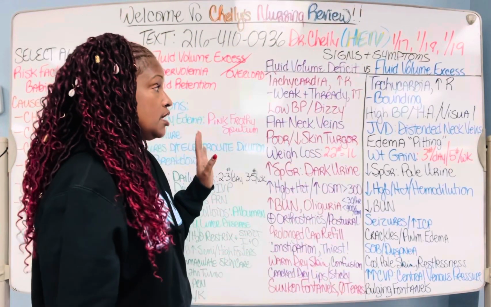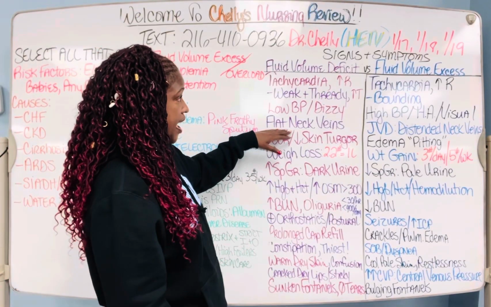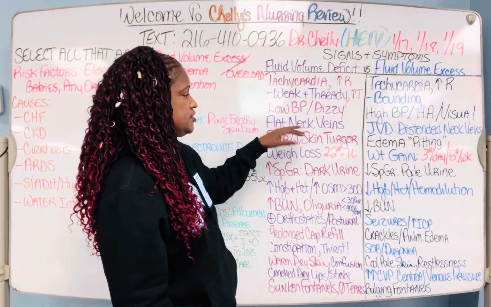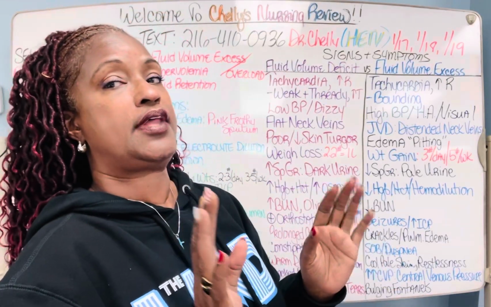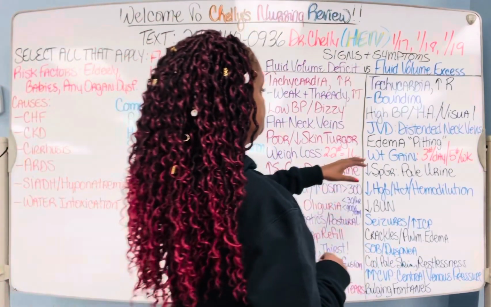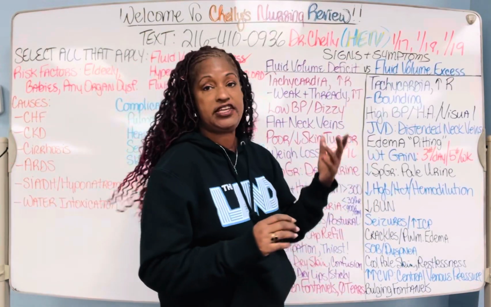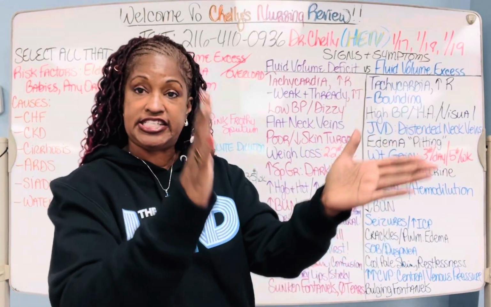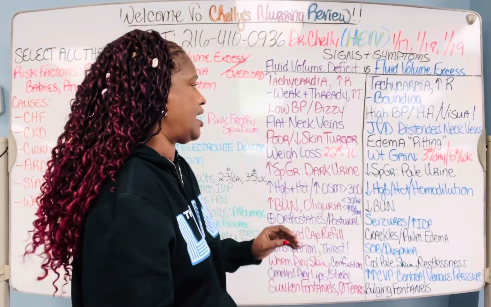Now, as we move throughout the body, this patient with the fluid volume deficit, their jugular vein, their neck vein will be completely flat, especially when they lay down. You won't see anything here that's flat. This patient will have distended neck veins, JVD, jugular vein distension. So that is easy to see when they're laying down.